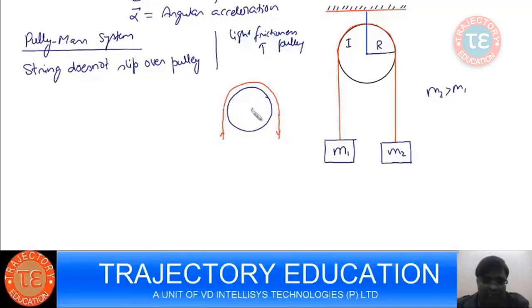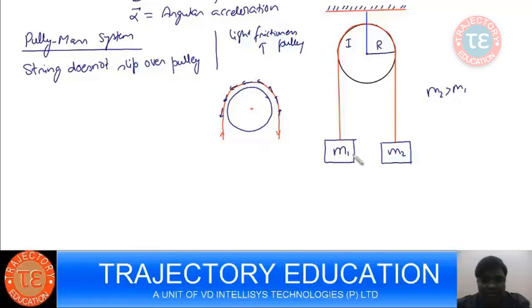So in the absence of any friction, when M2 is greater than M1, the string will try to slip over the pulley, and if there is no friction, the string will continue to slip over the pulley. But if there is friction, it will oppose. Static friction will first act on the string in the direction opposite to the direction of the tendency of relative motion.